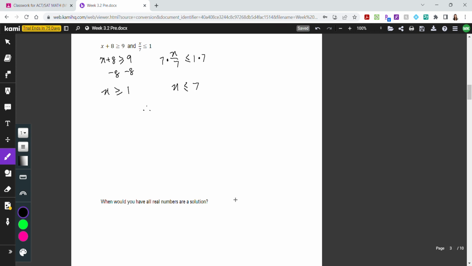And as you can see, 1 is going to be less than or equal to x, which is less than or equal to 7. Can you see that? Right? The other way you could also write the solution is x is greater than or equal to 1 and x is less than or equal to 7. And now how that's going to look on the number line. Actually, I'm going to draw that a little bit lower.